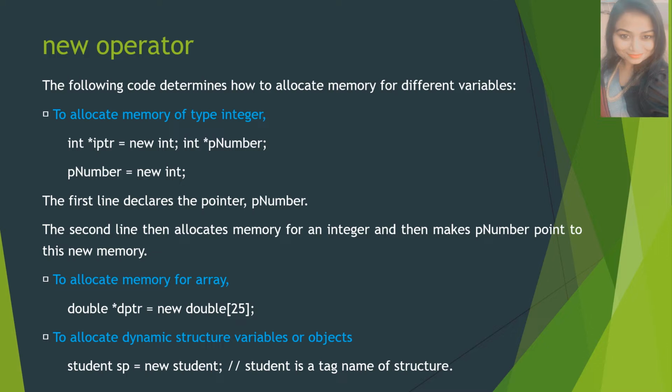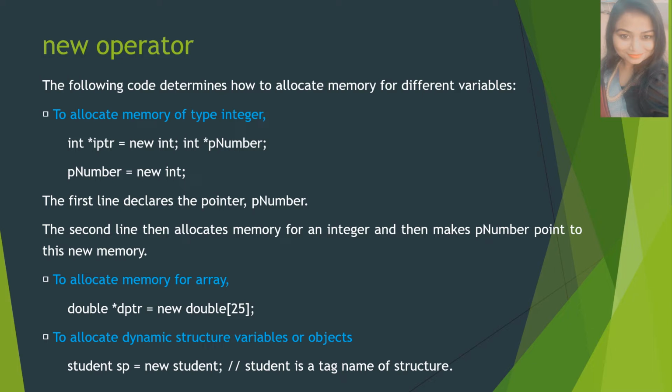The second syntax is to allocate memory spaces for arrays. An array is an ordered collection of homogeneous elements of the same data type under the same name. So in the second syntax, when we have to allocate memory for an array, an ordered collection of elements, we can use this syntax.